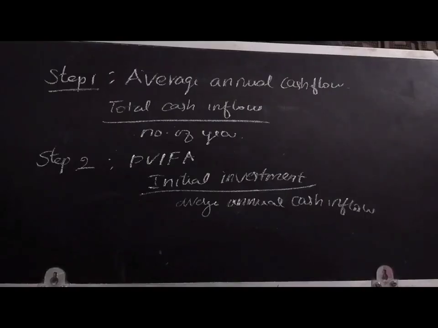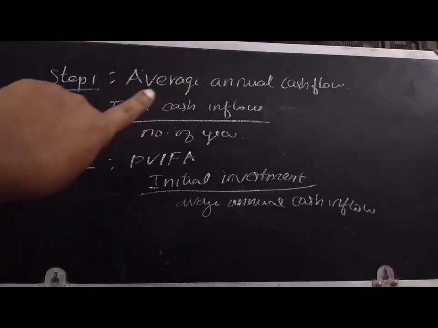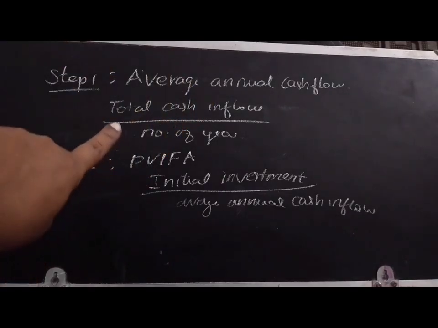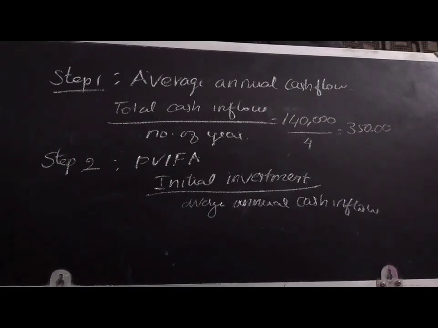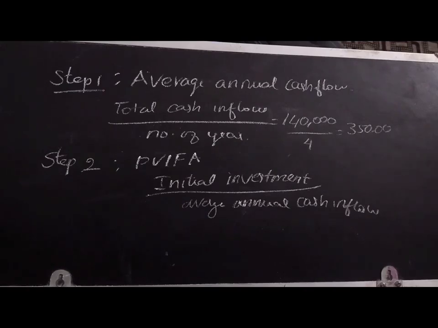For finding the IRR, the first step is, if the cash inflows are not uniform, we have to find the average annual cash flow, that is total cash inflow divided by number of years. Here the total cash inflow is 1,40,000 and number of years is 4, so 35,000. The second step in the IRR method is to find the present value annuity factor. For that we divide the initial investment by the average annual cash inflow.